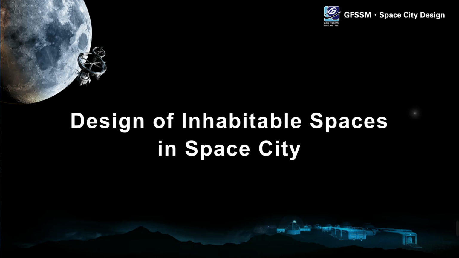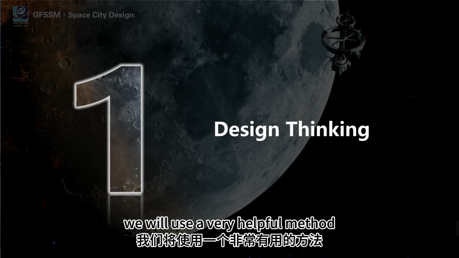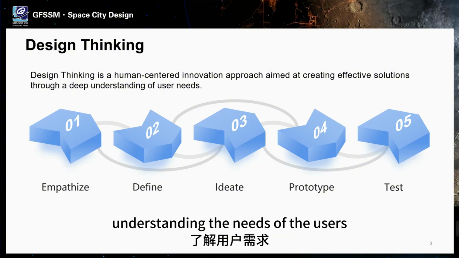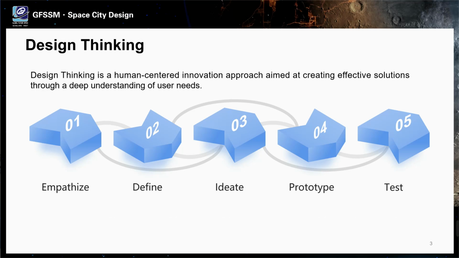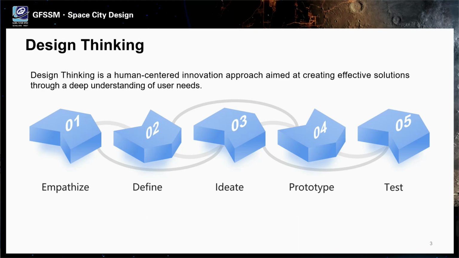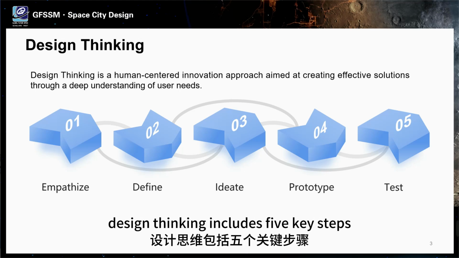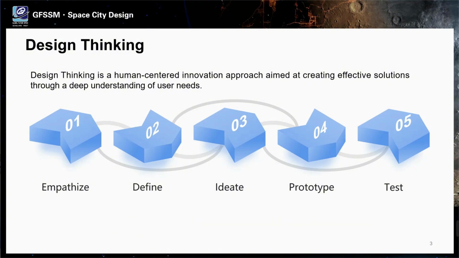city. When designing the living spaces in a space city, we will use a very helpful method called design thinking. Design thinking is a human-centered innovation approach. It's all about deeply understanding the needs of the users and creating effective solutions based on those insights. For example, if we were designing our own ideal living room, we would first need to understand what we like, what makes us feel comfortable, and what our essential needs are. Design thinking includes 5 key steps, and we'll go over each one in detail.